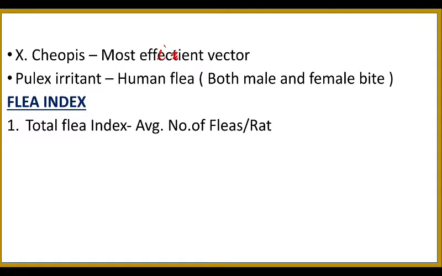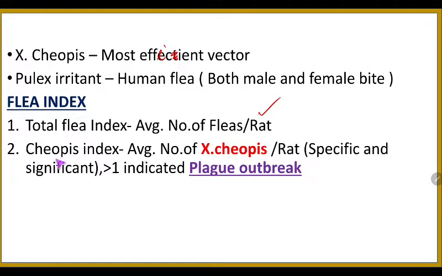Next is what is flea index. We know there are different types of flea. First is the total flea index, that is the average number of fleas per rat. Next is the Cheopis index. This is the most important of all indices. Remember, it is the average number of Cheopis per rat. It is very specific, so it is actually the specific flea index, and it is very significant.